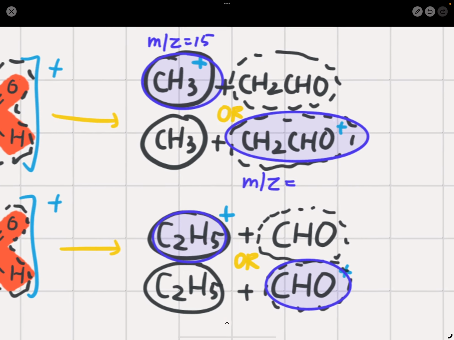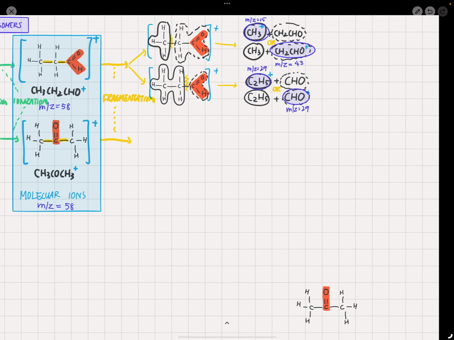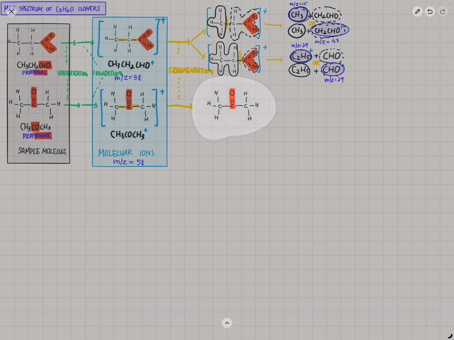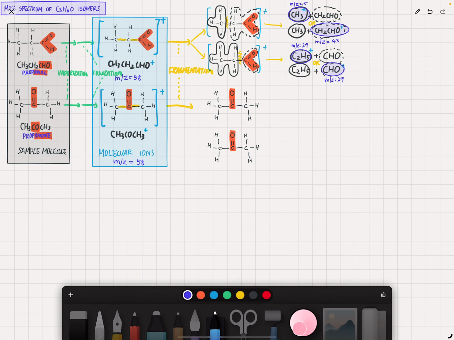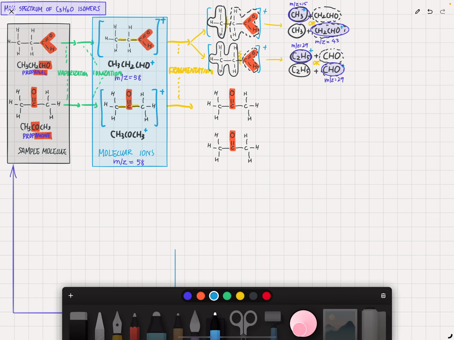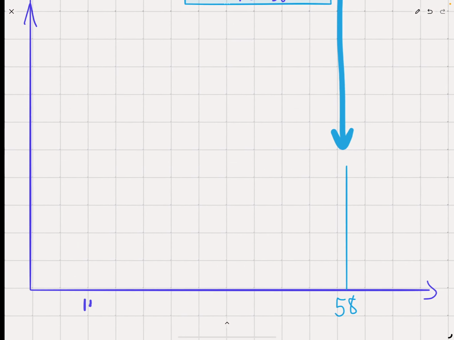The fragments here, however, will have different mass to charge ratios. This will be 43, this will be 29, and this also will be 29. So that means at the end, when you look at the mass spectrum of the top molecule, propanol, this is what it should look like. You'll have the molecular ion peak at 58, and then you will have those fragments found to the left of this peak. So you'll have one at 15, one at 29.